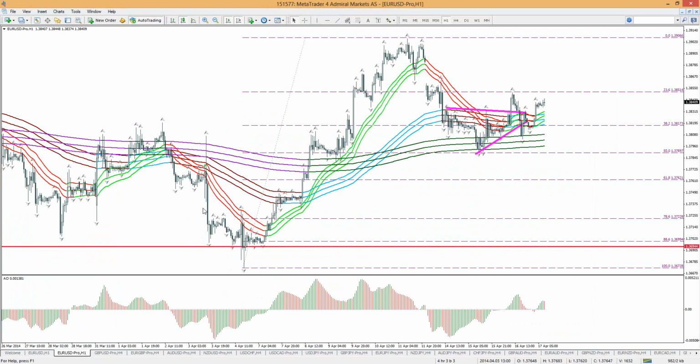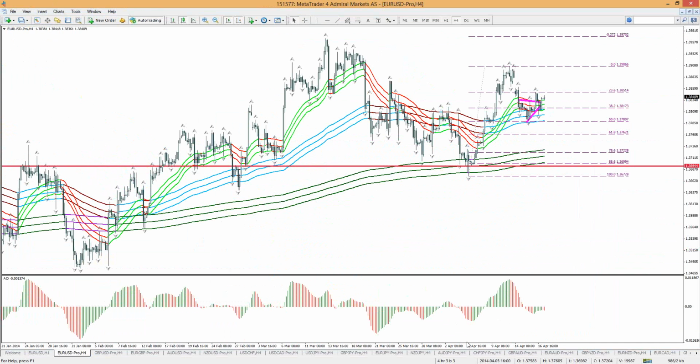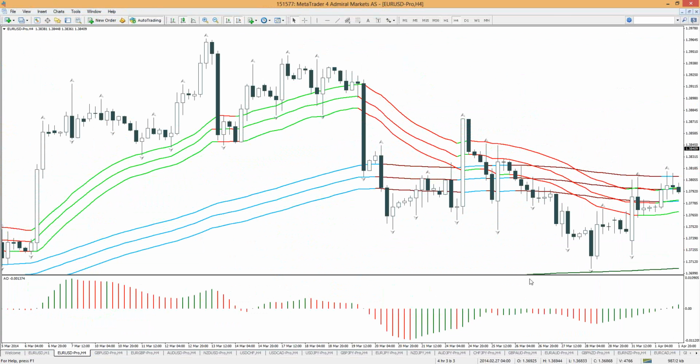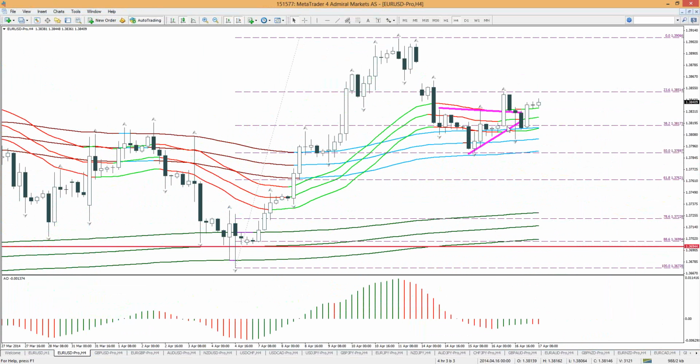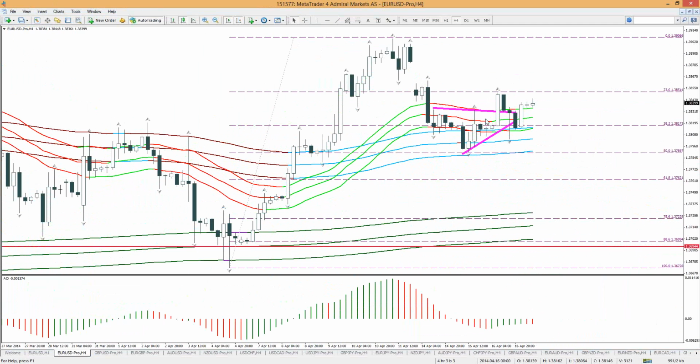This chart, the 1 hour chart, looking at a bit of a bumpy ride yesterday. To me, if I looked at the 4-hour chart, it definitely had the potential, because it was breaking out of the moving averages here.